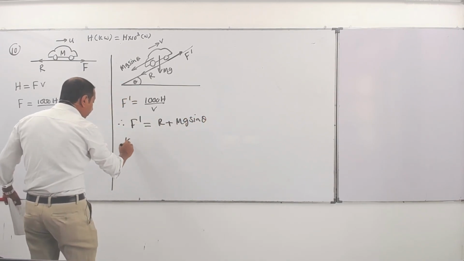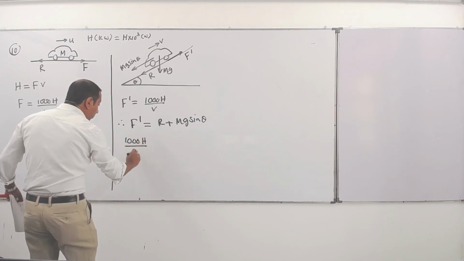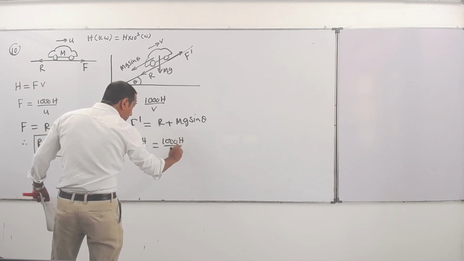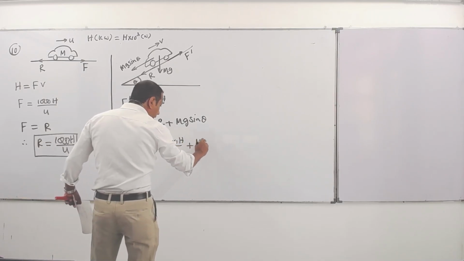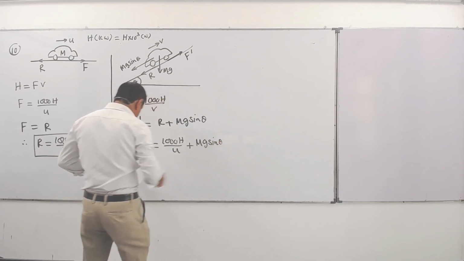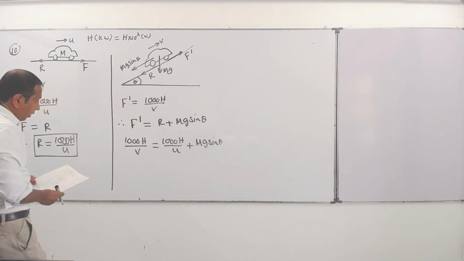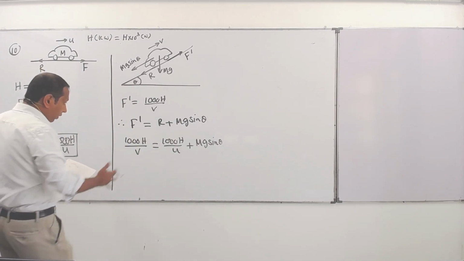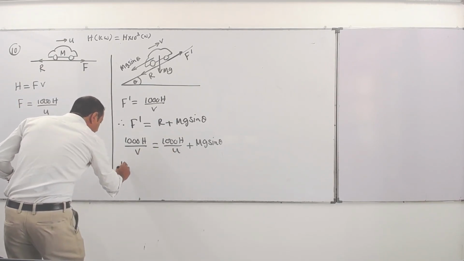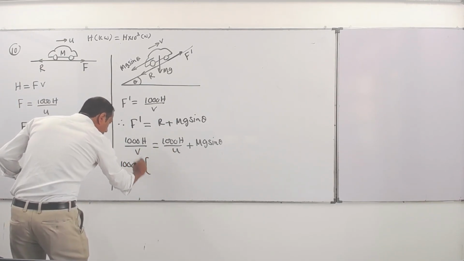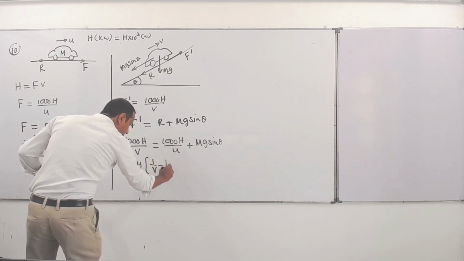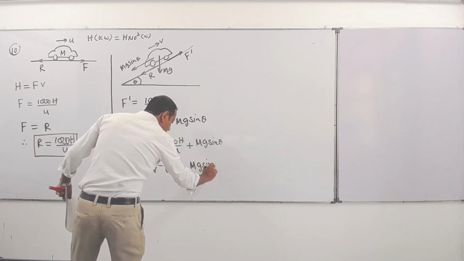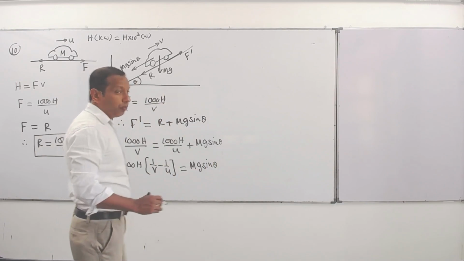F dash is 1000 H upon v, and R here is 1000 H upon u, plus mg sin theta. Okay. Then you can subject H, making H the subject. Take this side, take 1000 H out. Then here we have 1 over v minus 1 over u equals mg sin theta.